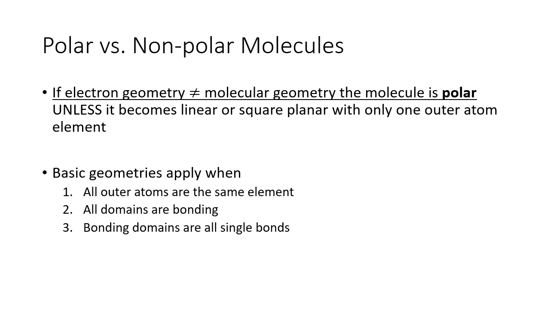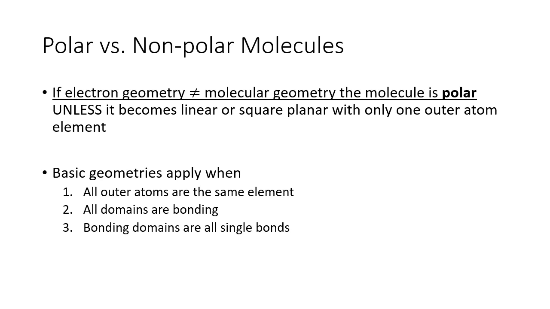All right, so let's talk about the difference between polar and nonpolar molecules. In order to do that, we're going to use our electron geometries and molecular geometries. If the electron geometry from VSEPR is unequal to the molecular geometry, the molecule is polar, unless it becomes linear or square planar with only one outer atom element. So what do I mean by that? Basically everything where electron geometry is unequal to molecular geometry is polar, unless it perfectly balances. We're going to talk more about that in a little bit.